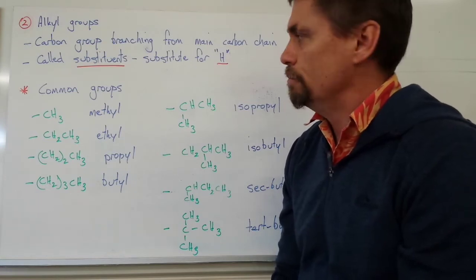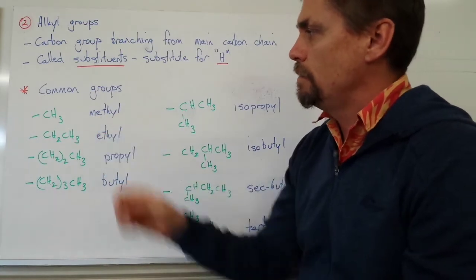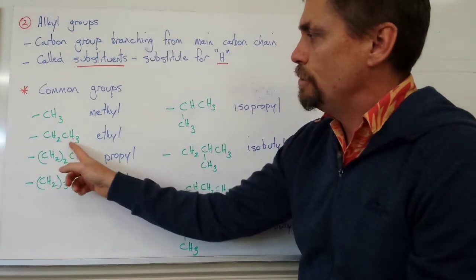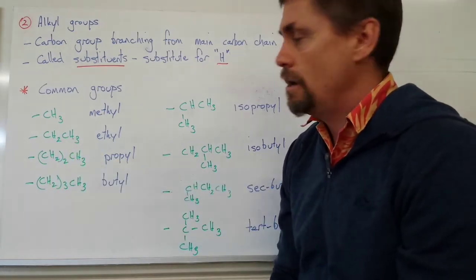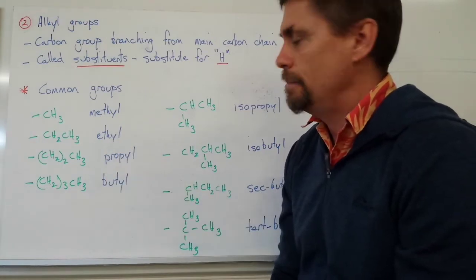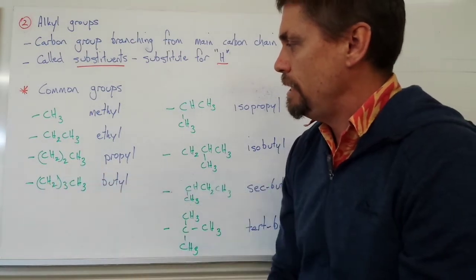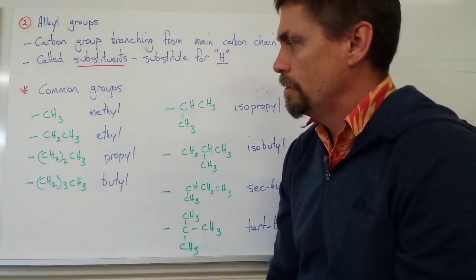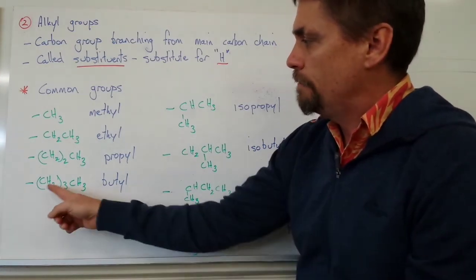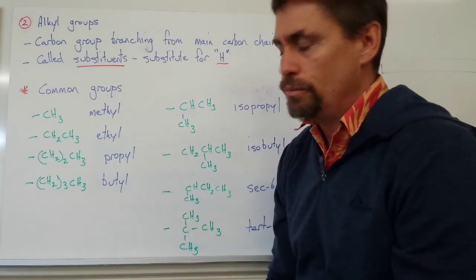We have a few common groups. We can have a CH3 group, which we call a methyl group, meth meaning 1 carbon. We can have a CH2CH3 group, substituting for our hydrogen, and we call this an ethyl group, eth meaning 2 carbons. We can have 2 lots of CH2 and a CH3. We call this a propyl group, 3 carbons, prop, prefix. We can have 3 lots of CH2 and a CH3, and we call this a butyl group.